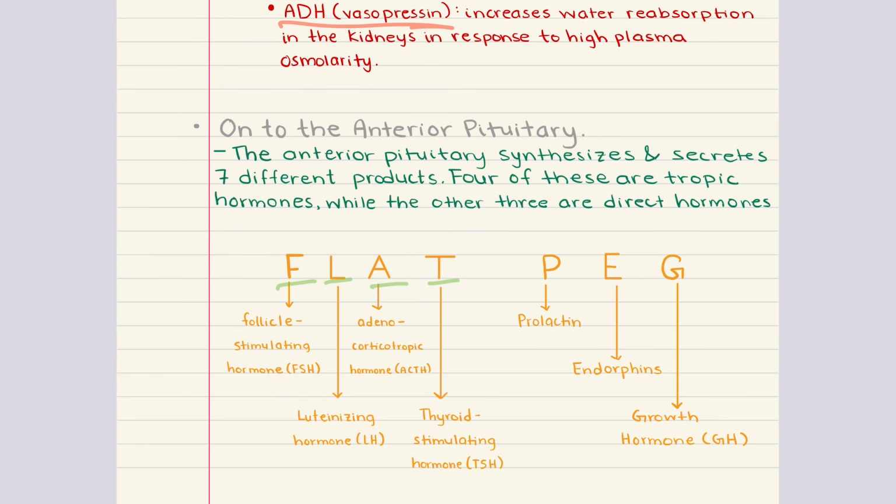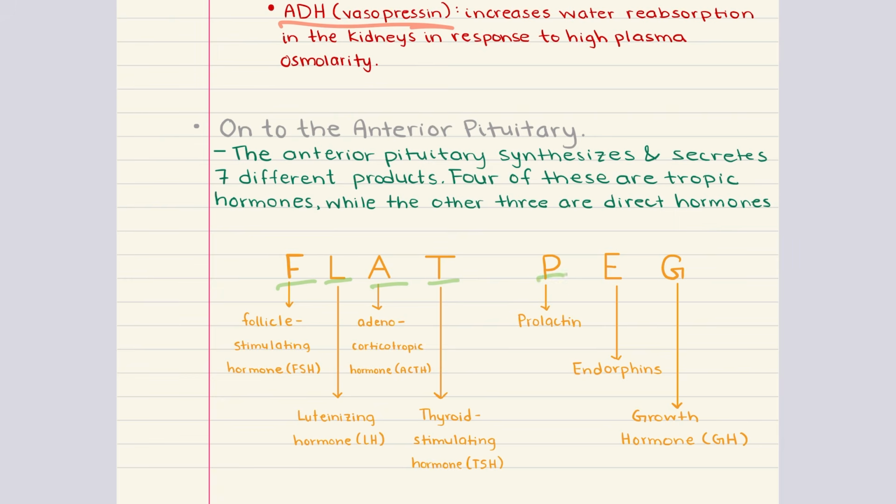T is for thyroid stimulating hormone. It acts on the thyroid gland. It stimulates the production and release of T3 and T4. Those are the two major thyroid hormones that increase the body's metabolic rate. So these four are our tropic hormones. Now let's move on to our direct hormones.